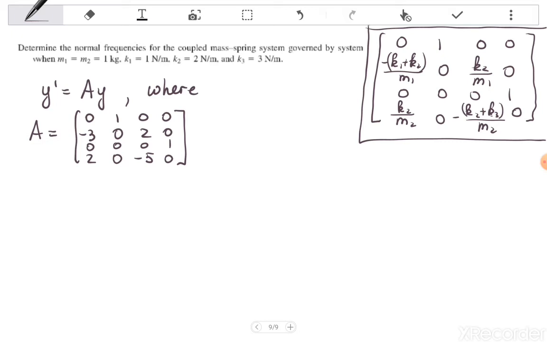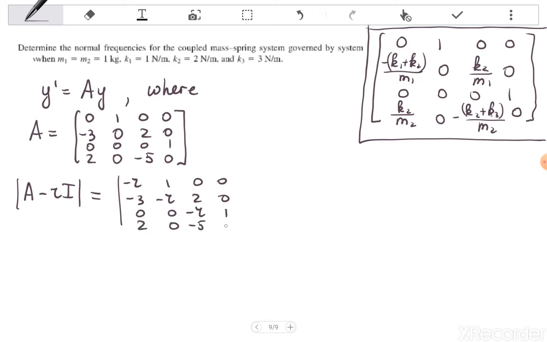So the matrix A in this case has this form. So what we have to do to find the natural frequencies is find the eigenvalues of this matrix A. So we have to find the determinant of this thing, which is minus r, 1, 0, 0; minus 3, minus r, 2, 0; 0, 0, minus r, 1; 2, 0, minus 5, minus r. The determinant of a 4 times 4 matrix is not so easy a task, so let's maybe try to find a way to make it easier.